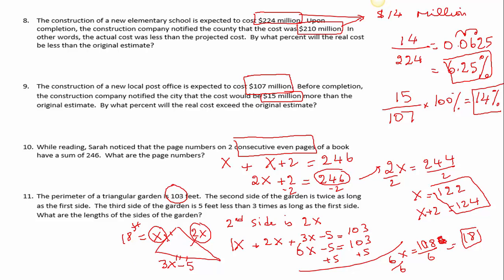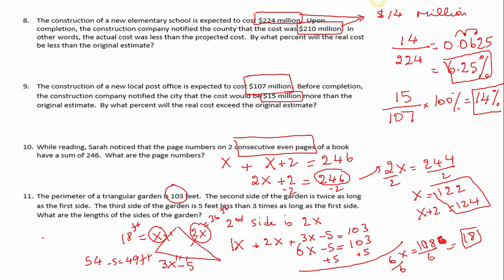The second one would be twice 18, which is 36. Again, that's going to be in feet. The third side would be 3 times 18 minus 5. 3 times 18 is 54. And minus 5 would be 49. So that would be side number 3, 49 feet.